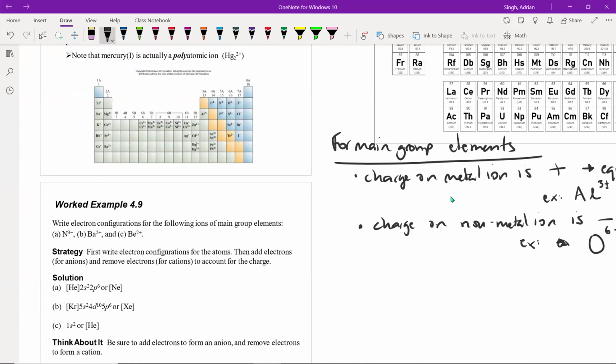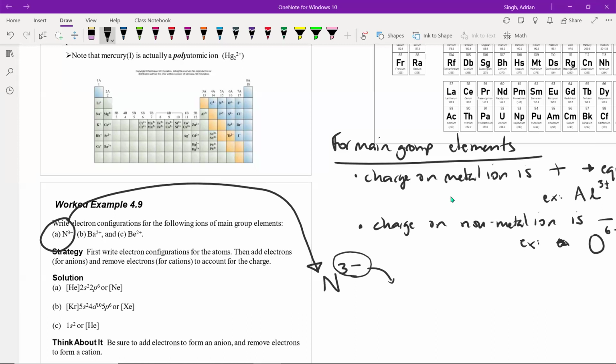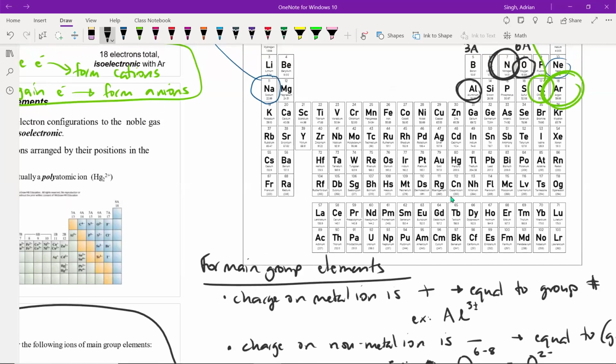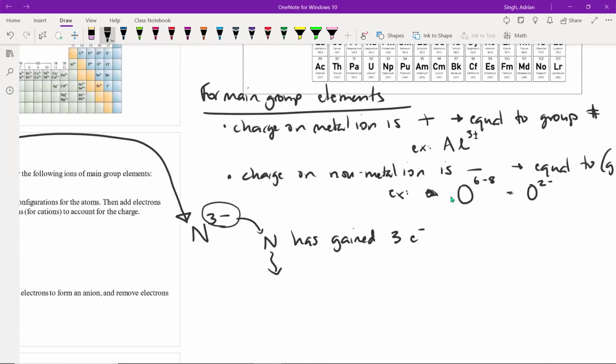So if you're actually given the charge and we have to come up with the electron configuration, it's sort of working backwards now, but we need to consider a couple things. So if I'm given N3 minus, the charge on it tells me that if I have a negative charge, the nitrogen has gained 3 electrons, which imparts that 3 minus charge. So normally the nitrogen atom, if I look on the periodic table, nitrogen over here has 7 electrons to begin with.